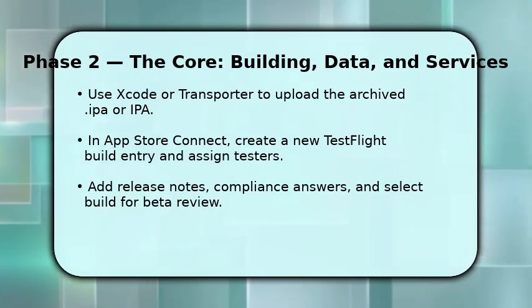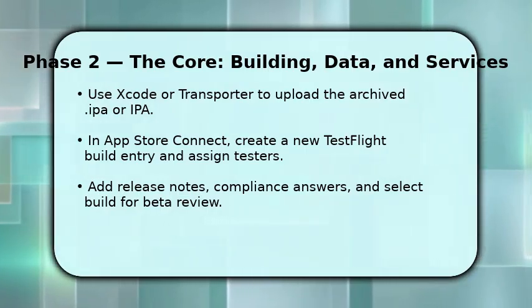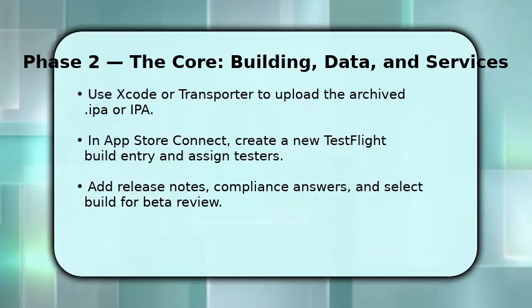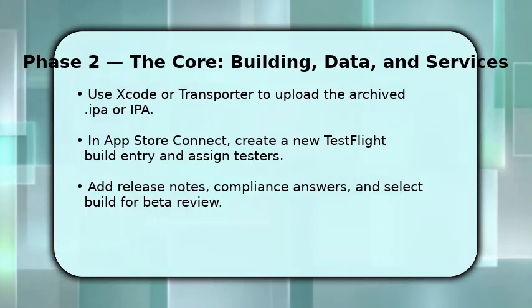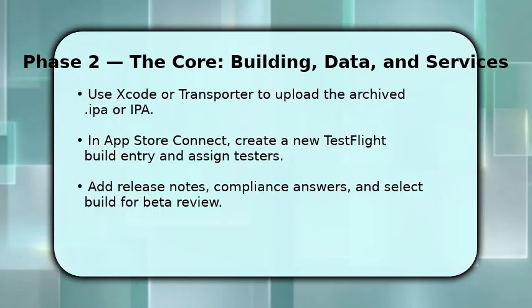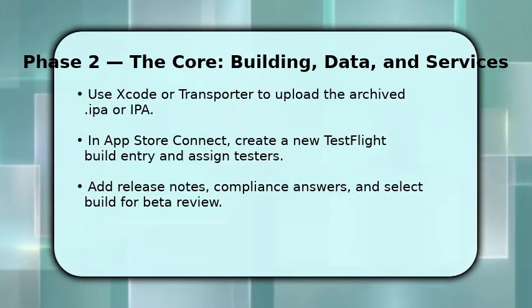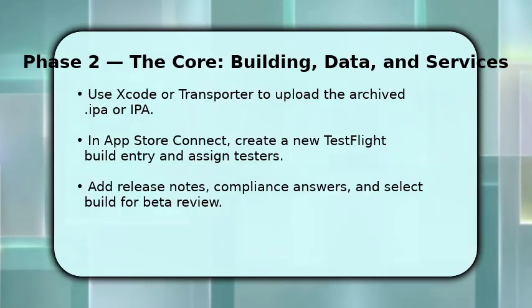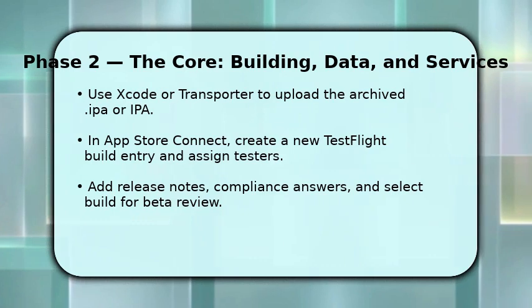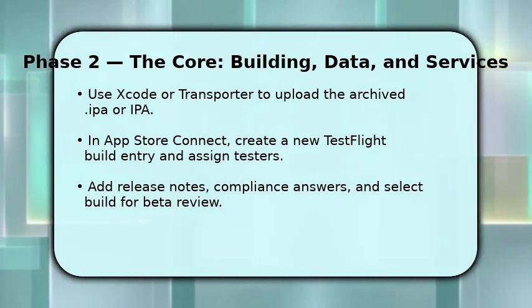Choose the uploaded build under TestFlight and add internal or external testers, then write concise release notes so testers know what to exercise. Make sure to answer export compliance and encryption questions. These gate the review. After assigning groups, submit the build for beta review if external testing is needed. Once approved, testers get an invite and can install the TestFlight build.